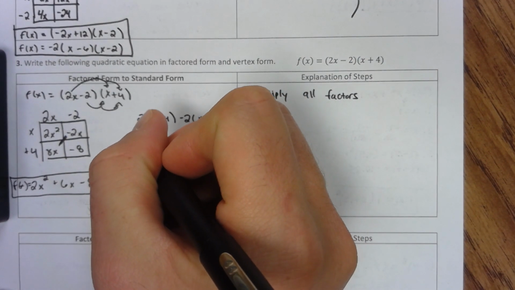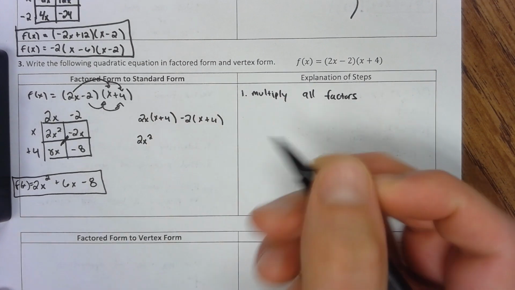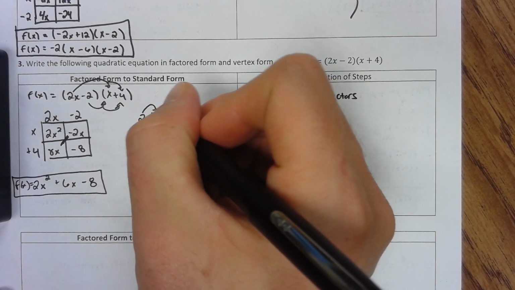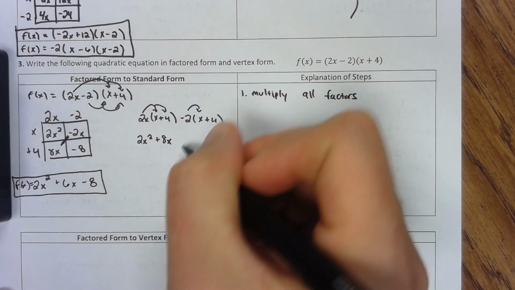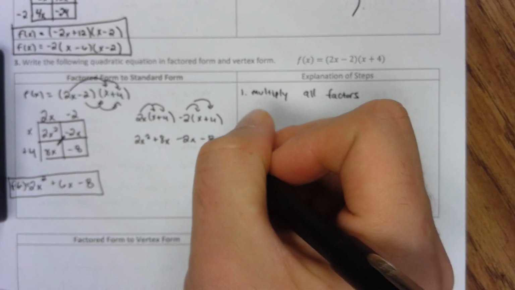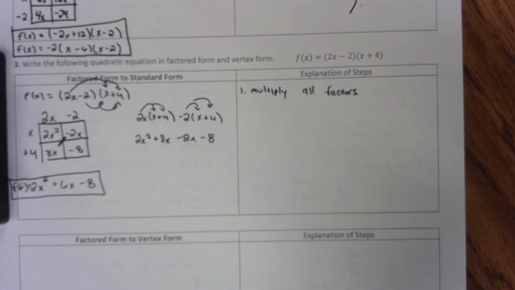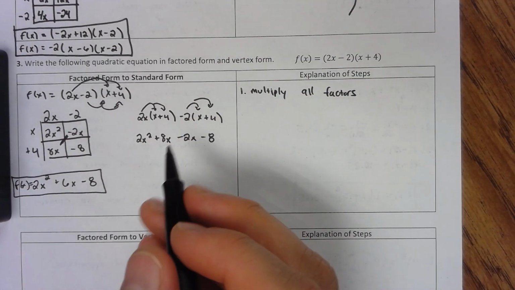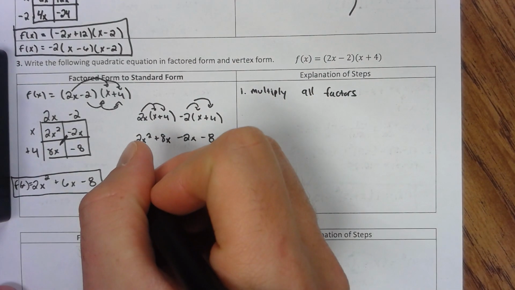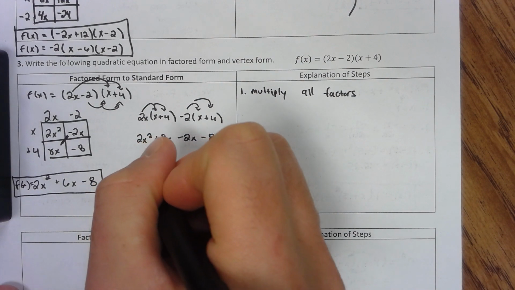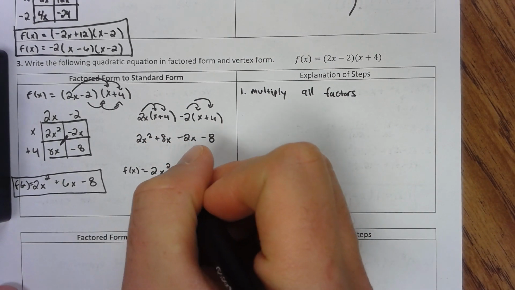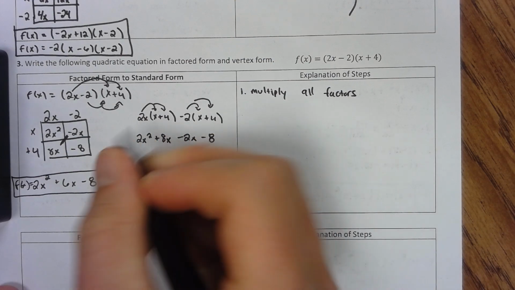2x times x is 2x squared. 2x times 4 is 8x. Then negative 2 times x is negative 2x, and negative 2 times 4 is negative 8. And those are the same four terms we have on the inside of the box. So we just need to combine the like terms, and we'll get the exact same equation we got previously: 2x squared plus 6x minus 8.